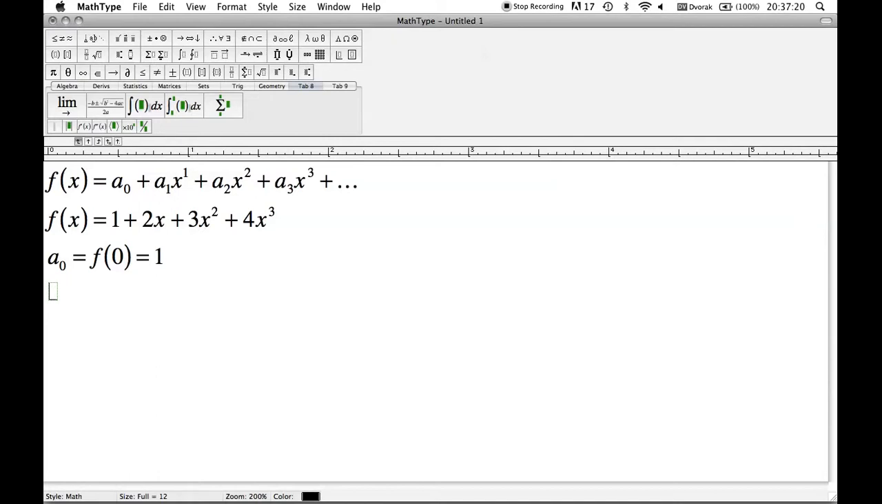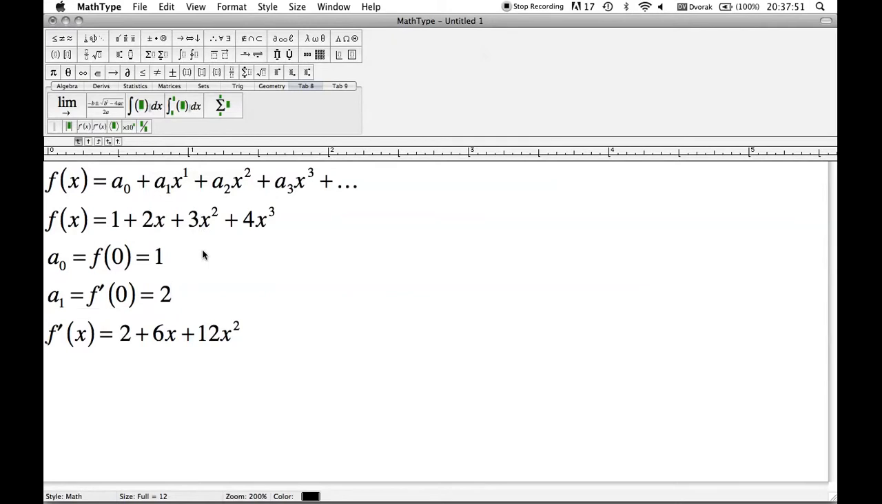For the second term, a1, we can take the first derivative and we can find that f prime of x is going to be equal to 2 plus 6x plus 12x squared. So to find a1, we're going to plug in 0 again to get that 2. We get f prime of 0, and that is equal to 2.